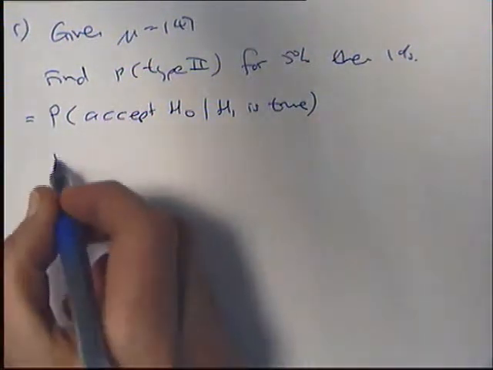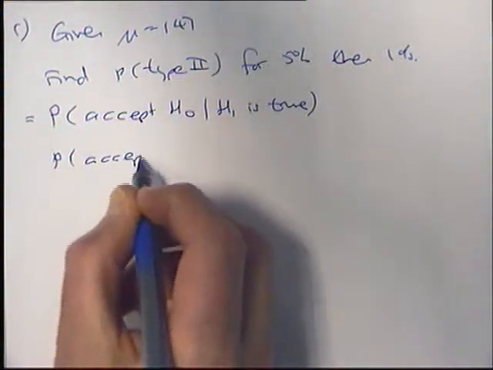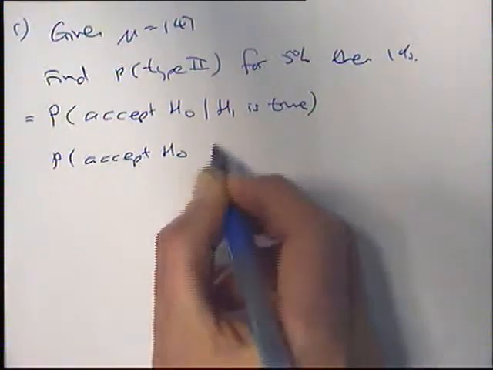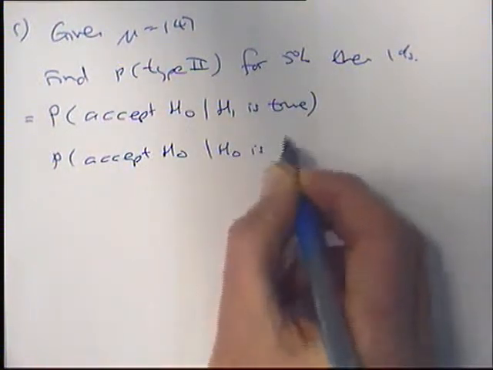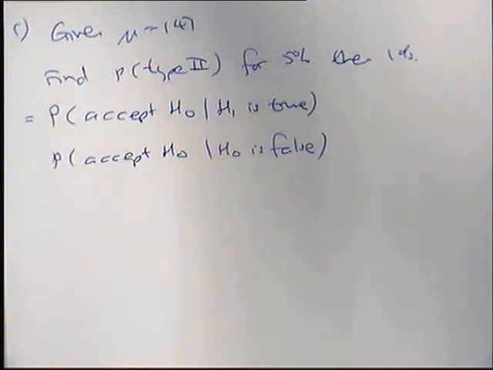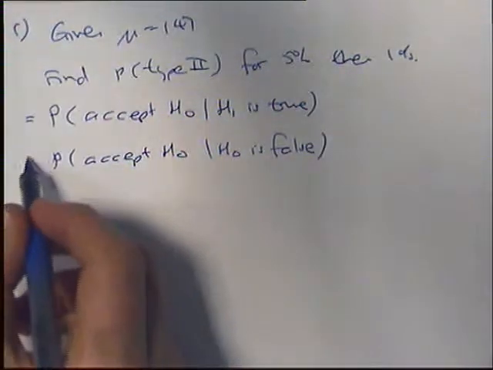What is a type 2 error? You accept H naught. It's a probability, you accept H naught given H1 is true. Okay, that's what a type 2 error is. So that's the probability that we're after. If you want to write it down, everything in terms of H naught, it's a probability we accept H naught given H naught is false. That's just saying exactly the same thing.